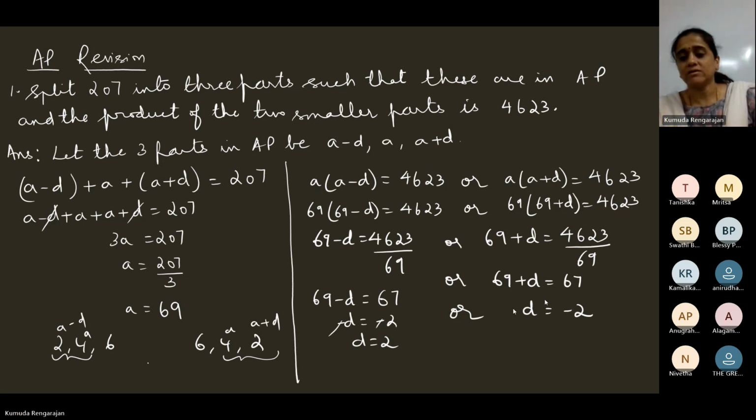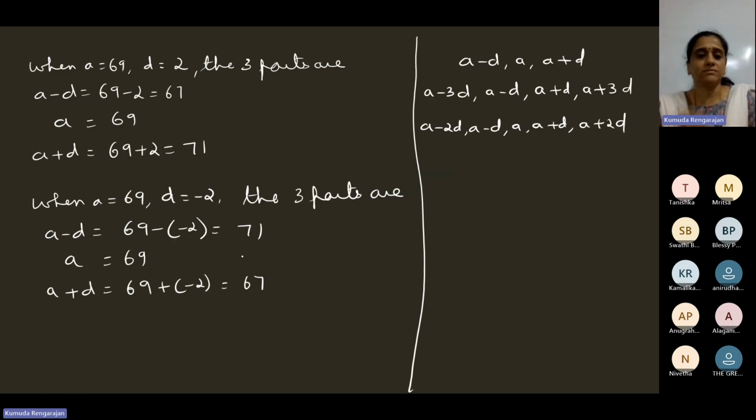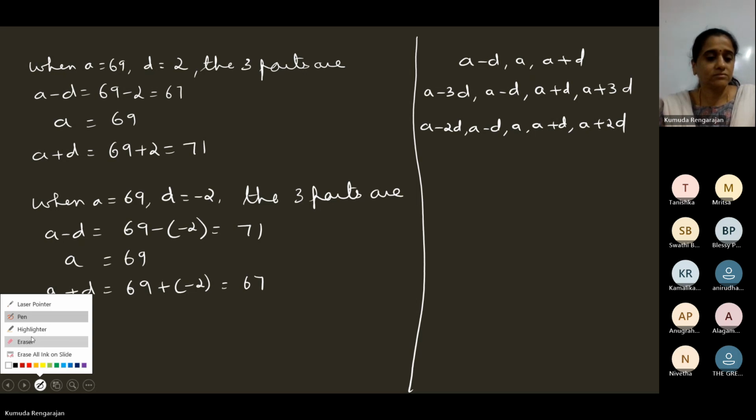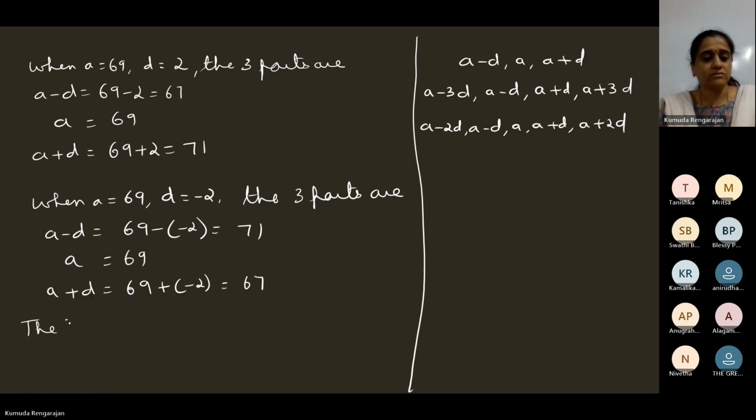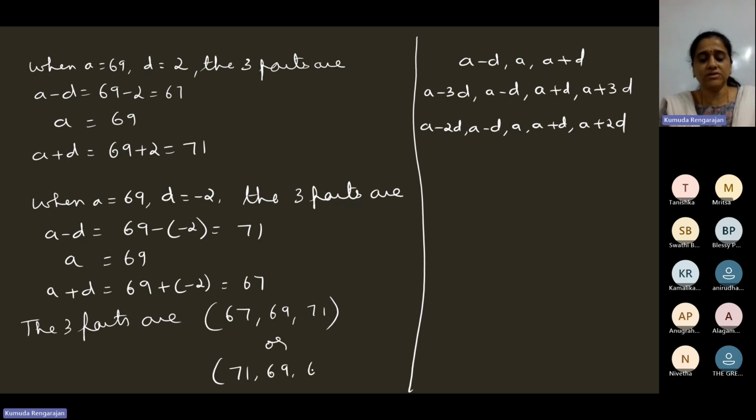Okay. So you'll have to show both the working. So we have D squared. Now we know A is 69. So we get D as 2 or D as minus 2. So the three parts are 67, 69, 71 or 71, 69, 67.